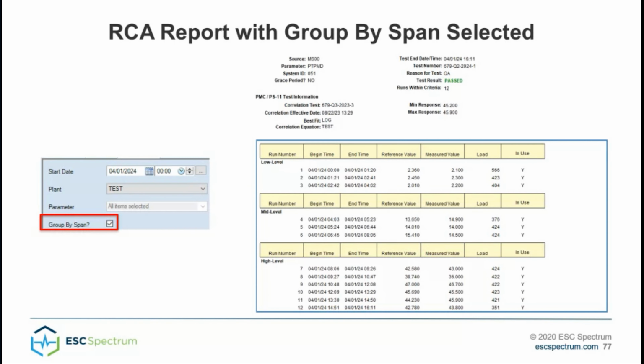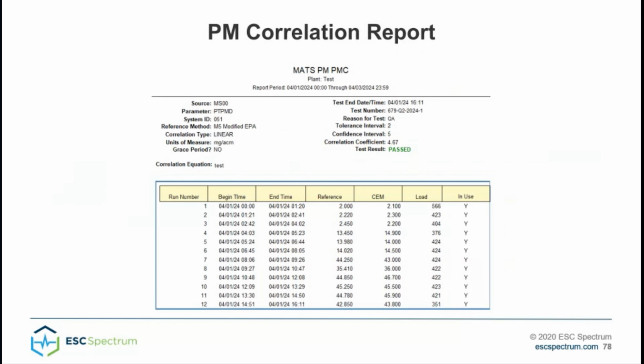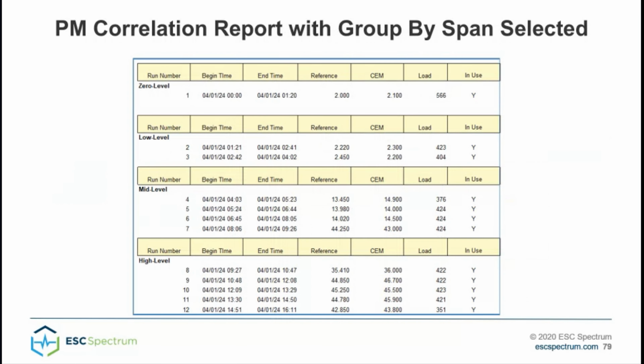We now have the option to group by span in the RCA report. PM correlation report. And then we also have the group by span in the PM correlation report.